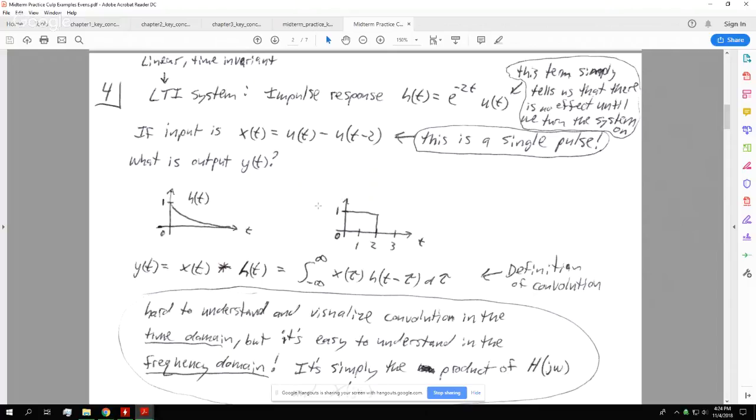So the first thing I did was I wanted to visualize what we're working with. This is our input, x of t. And as you can see, it's just a unit step modified by a delayed unit step subtracted from it. And so it just becomes a pulse. And then this is just a decreasing exponential that starts at 0. And that's what the u of t is doing. It's just saying it starts at 0 as opposed to going off into the negative values like this.